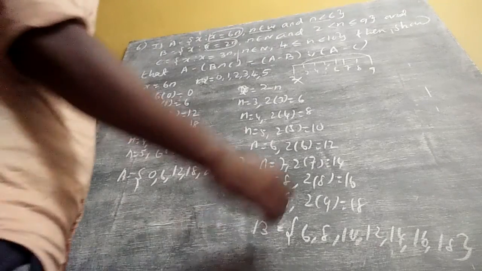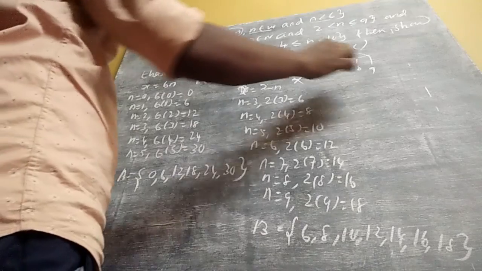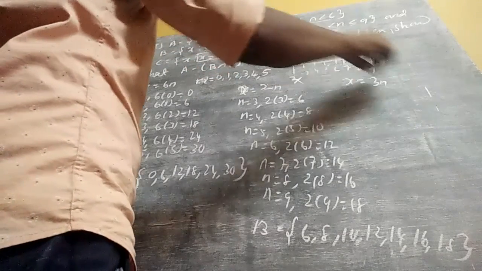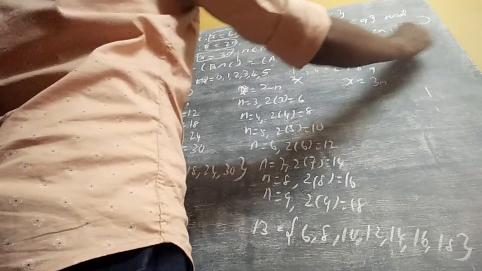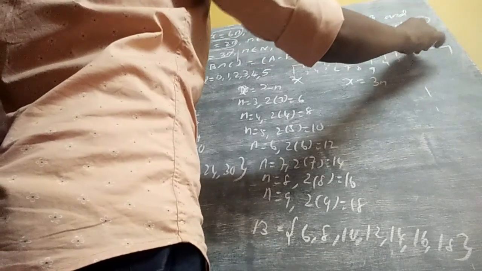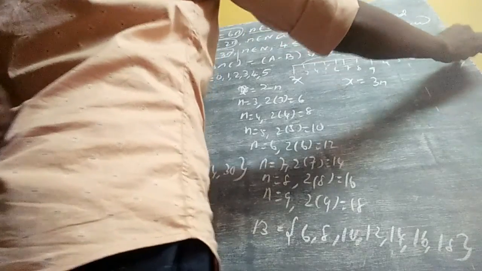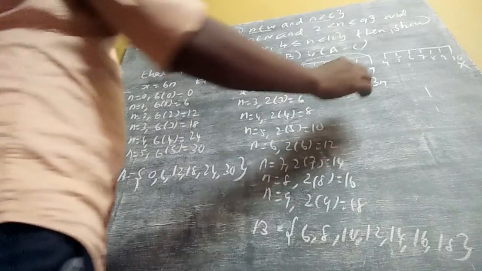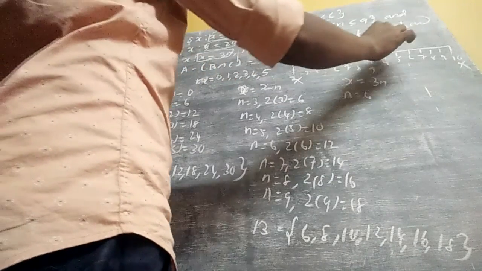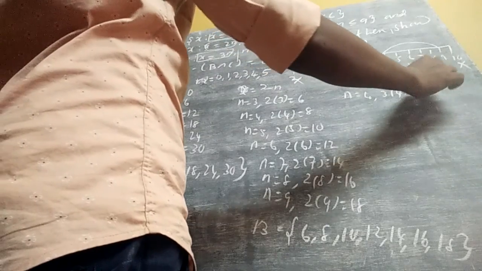Same way, for C they also give a condition, x is equal to 3n, from 4 to 10: 4, 5, 6, 7, 8, 9, 10. Here 10 is not included, that means 4 to 9 we can take. So n equal to 4 from here to here. n equal to 4 means 3 into 4 answer 12.